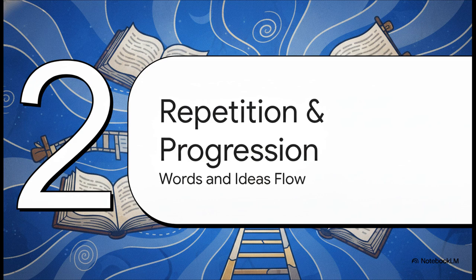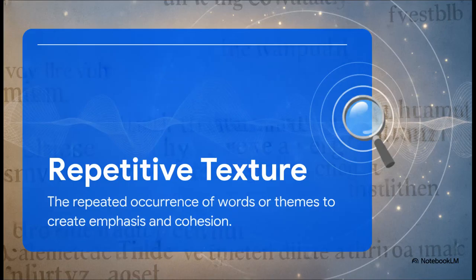Section 2. Repetition and progression, or the flow of words and ideas. The very first tool in our toolbox is repetitive texture. This examines the repeated occurrence of words, phrases, grammatical constructions, or even entire themes. Now, this isn't just about counting words like some kind of human calculator. Robbins argues that repetition is actually one of the primary ways an author creates emphasis and literary cohesion.